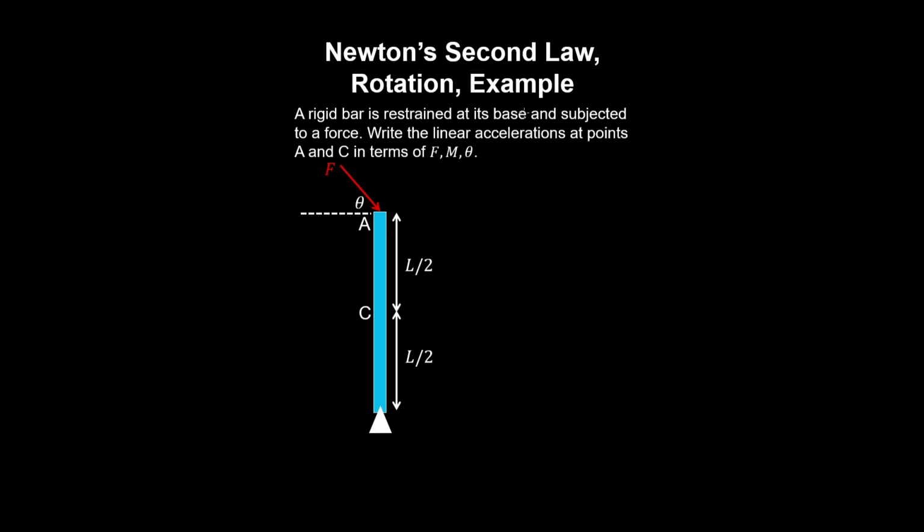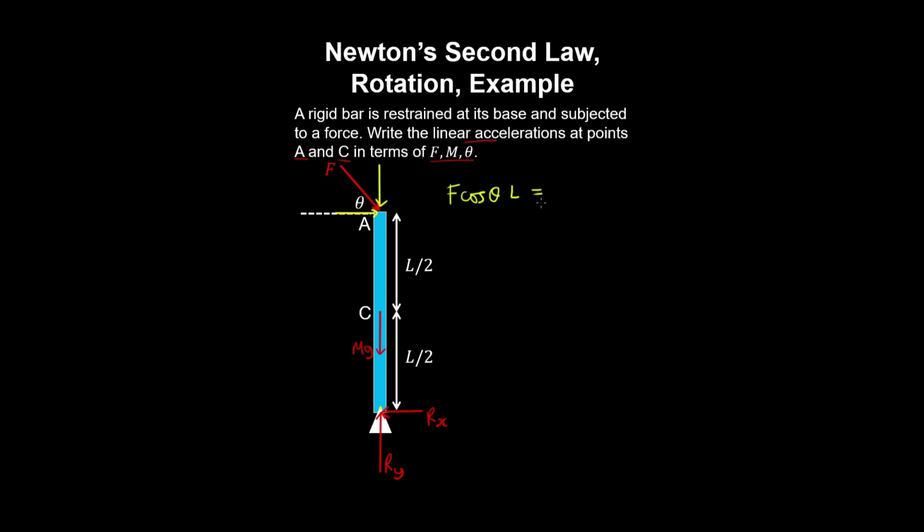A bar is restrained at its base and subjected to a force. Write the linear accelerations at points A and C in terms of the following variables. What we do is draw the forces acting on this rigid body, which has a mass m. So there must be reaction forces preventing the bar from translating at the hinge. So if we take a sum of torques about the hinge, only the horizontal component of this force contributes a torque.